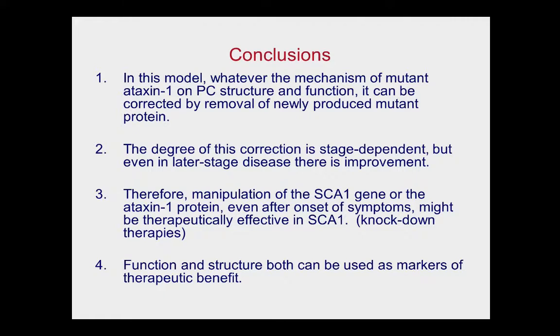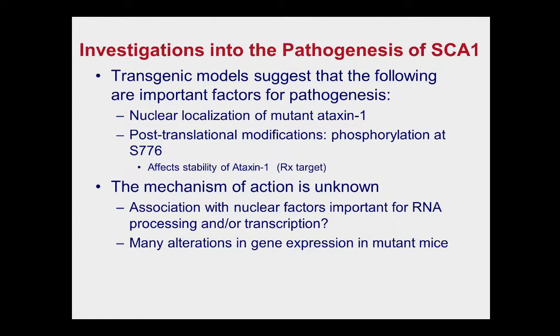It works fairly well with Purkinje cells because you can inject into the deep nuclei, and because the axons from the Purkinje cells go to the deep nuclei, you get pretty good transfection of the Purkinje cells. But it's going to be a much more difficult situation in the human disease, I think. But again, we can use both structure and function as markers of therapeutic benefit. So for disease models, I think it's an important proof of principle.